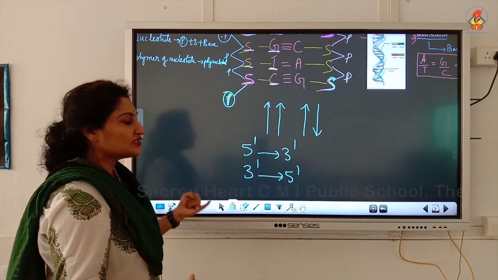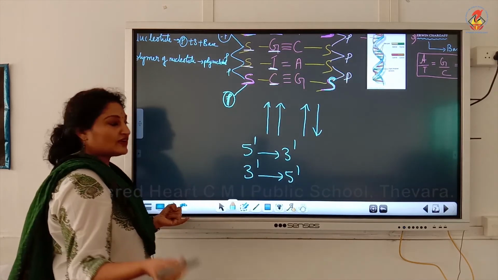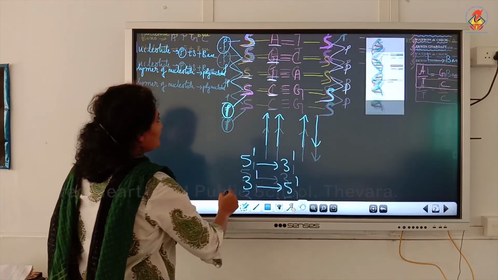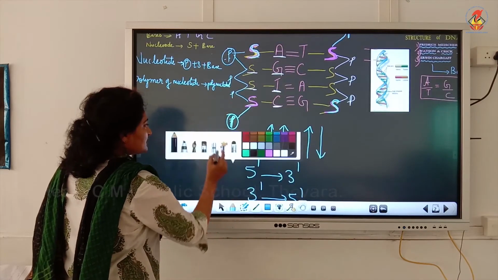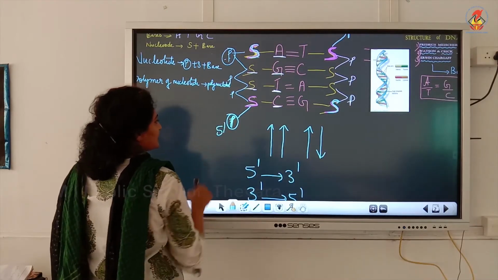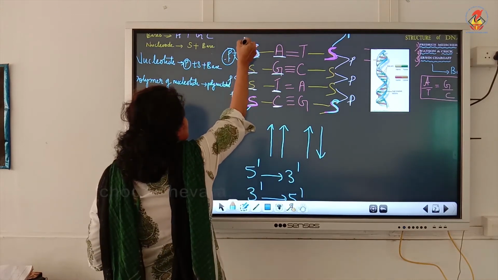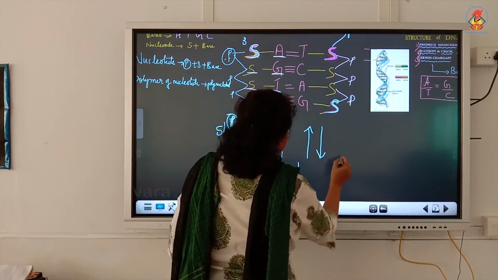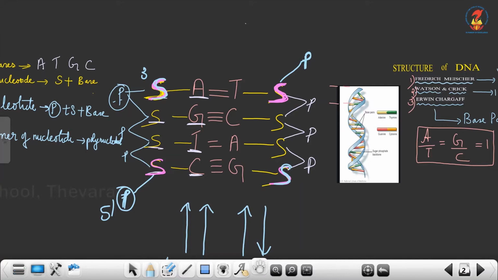Why are we using the word 5? Why are we using the numerical 5 and the numerical 3? So, where it is phosphate, it is indicated as 5 prime, and where it is sugar, it is 3 prime. So, here it is 5 prime and here it is 3 prime. As of now, you remember where it ends with sugar, it is a 3 prime end, and where it ends with phosphate, it is a 5 prime end.